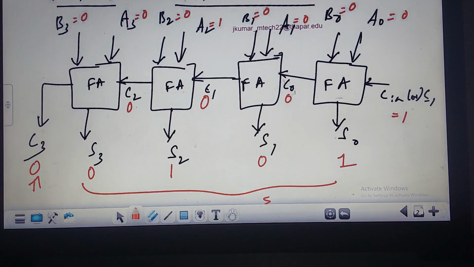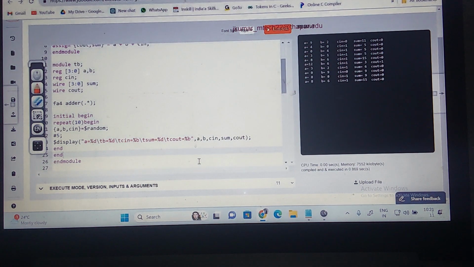So it is doing 4 plus 1, which is 5. C out is 0. So in this case, the minimum is 0, and the subprime is how much? 4. 0 plus 4. What is C in? 1. So the result will be 5.